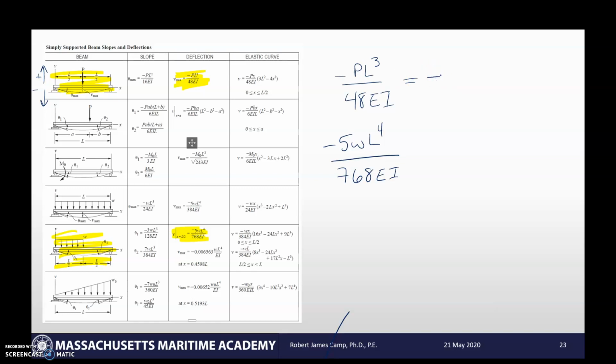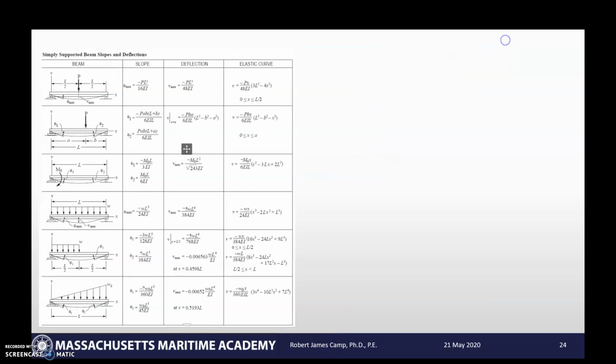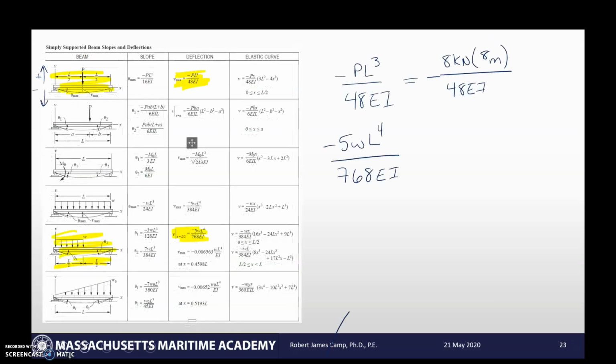So for the first one, the load is going to be 8 kilonewtons. L is the overall length of the entire thing, so that's 8 meters. Divide that by 48 times EI. And looking at that, I forgot, that's not supposed to happen. Let's go back. This is L cubed, not just L. If we would have looked at the units, that would have been apparent to us.